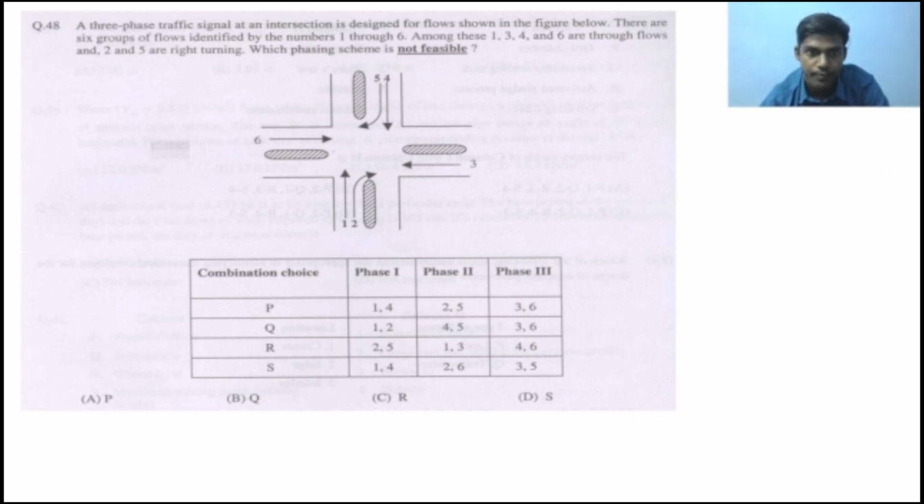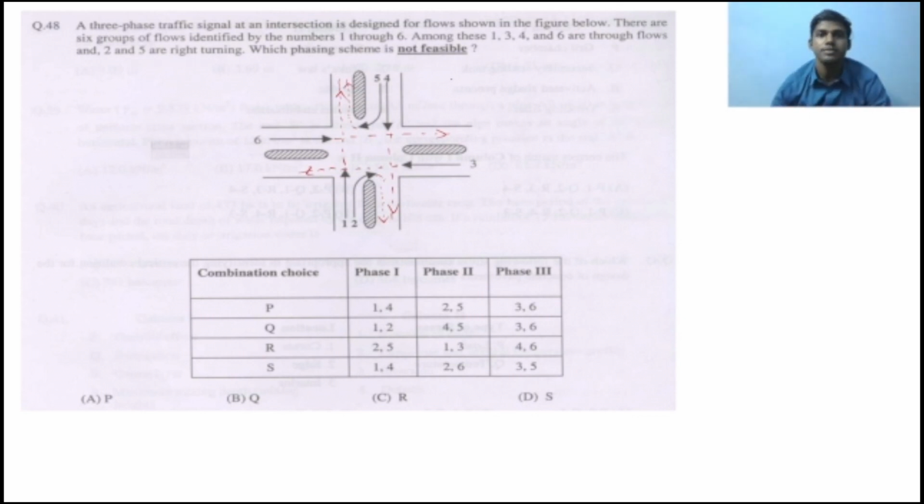So 1 is from south to north. This is a through flow. And 3 is a through flow, that is from east to west. 4 is from north to south, and 6 is from west to east. So these are through flows. And 2 and 5 are right turnings. So 2 is a right turning, that is a U-turn, turning like this. And 5 is also a right turn, turning like this, simply a U-turn.